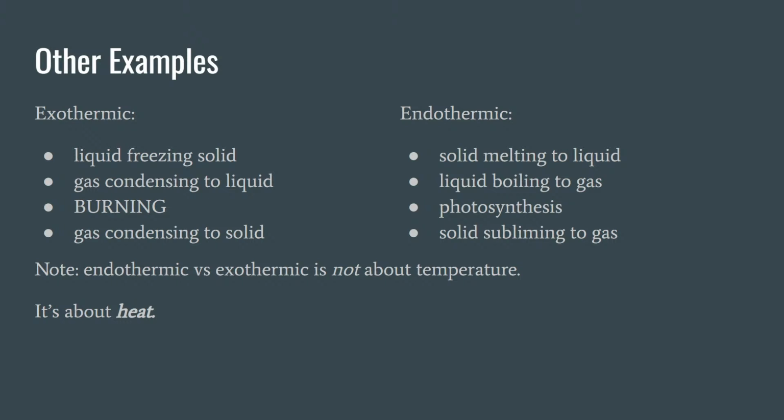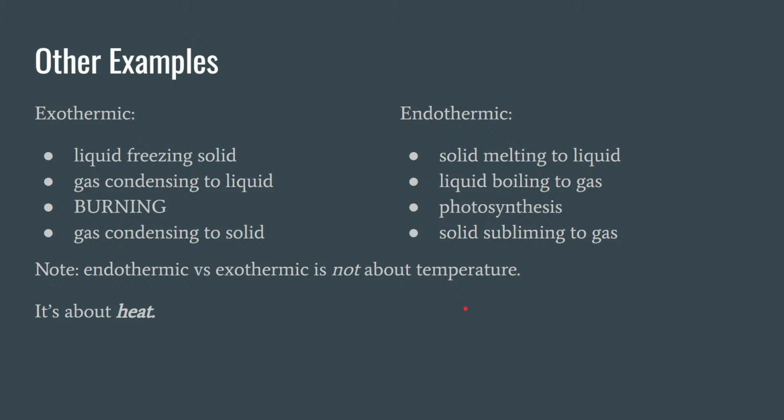And on the other hand, endothermic: a solid melting to a liquid, a liquid boiling to a gas, a solid subliming to a gas, photosynthesis. These are all endothermic processes. You think about water boiling. You know, you have a pot of water boiling on the stove. You take the water off the stove, it's going to stop boiling immediately because you're no longer putting energy into it. It's an endothermic process. So don't think about it in terms of temperature. Think about it in terms of the movement of energy. Which direction is that energy moving? If it's moving into the system, it's endothermic. If it's moving out of the system, it's exothermic.